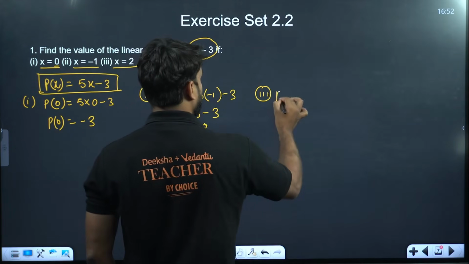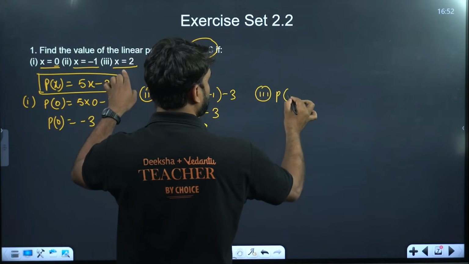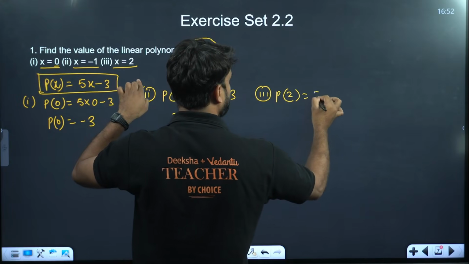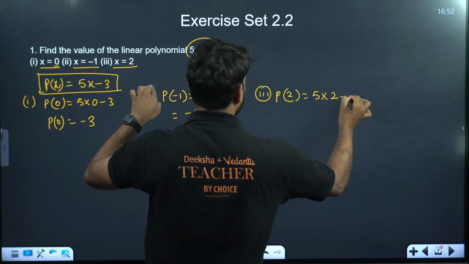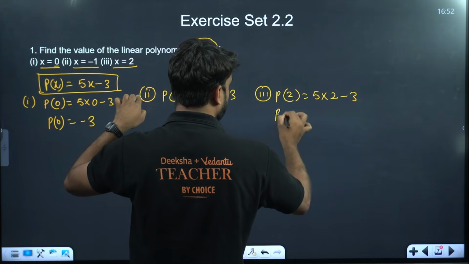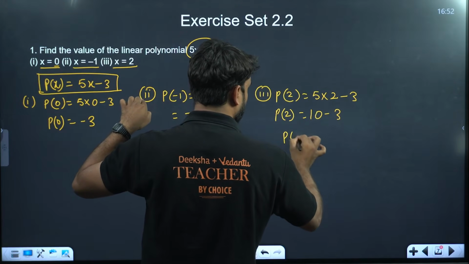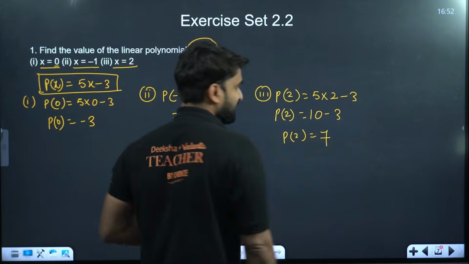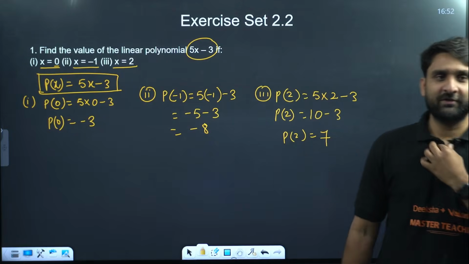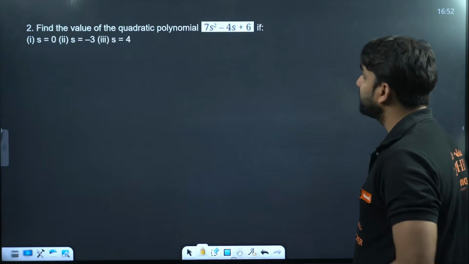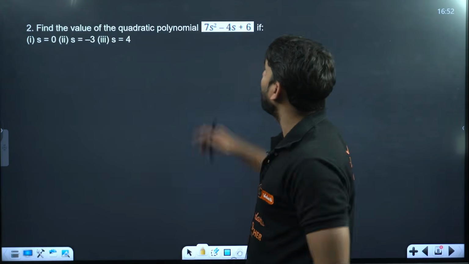Now the polynomial's value at x equals 2. This will become 5 into 2 minus 3. So p(2) will be 5 into 2 is 10, minus 3. So p(2) will become 7. This is the answer. I hope everything is clear to you all. Moving to the next: find the value of the quadratic polynomial.